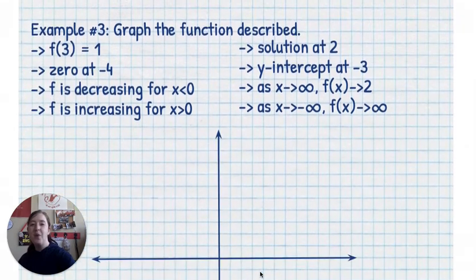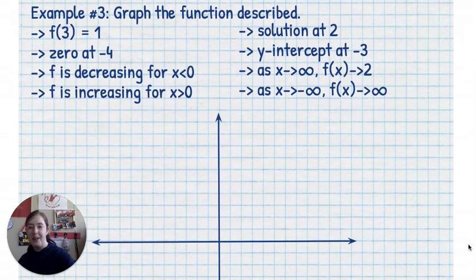Okay, so we want to graph the function described. Okay, so it tells me f of 3 is 1. So here's what that's saying to me. When x is 3, y is 1. And what that tells me is that I have a point at 3, 1. I have a 0 at -4. That means I have an x-intercept at -4. So that means I have a point at -4, 0.